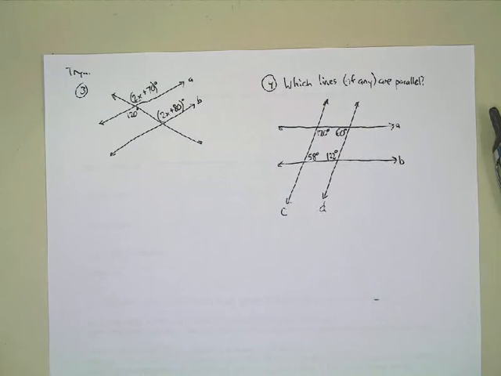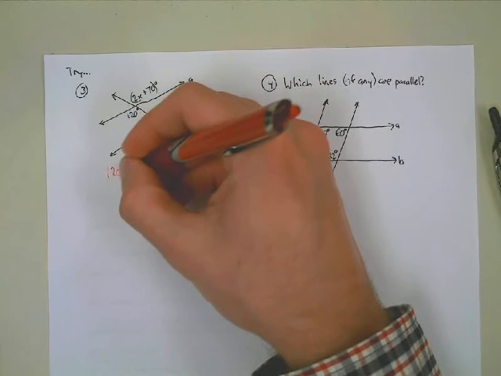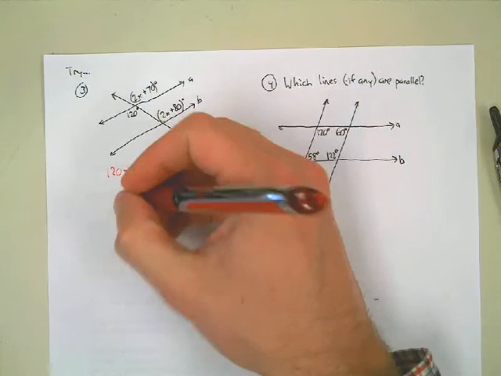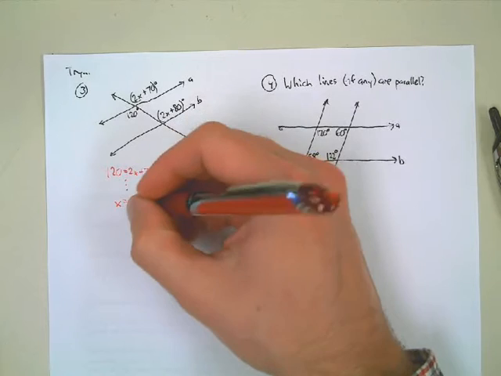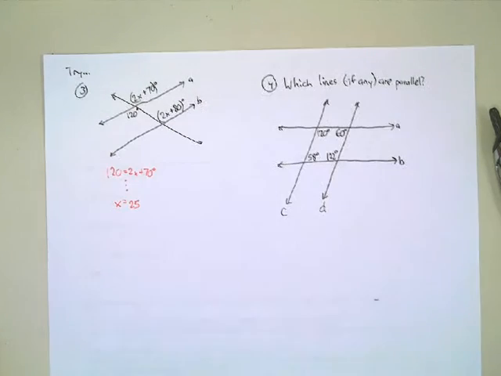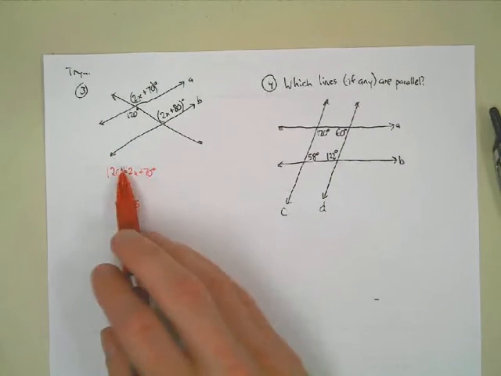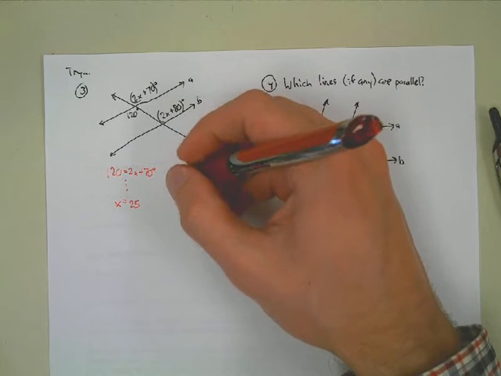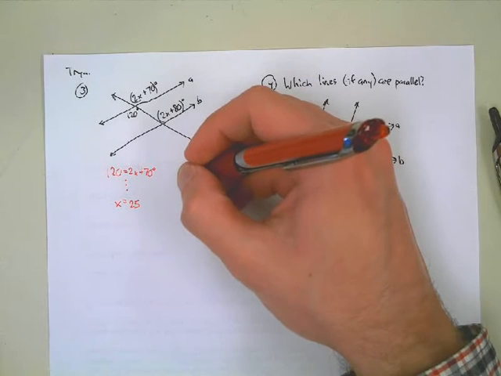120 equals 2x plus 70. Okay. X equals what? 25. Okay, right? Subtract 70 on both sides. Divide both sides by 2. X equals 25. And then what'd you do? I did 120 equals 2x plus 80. Okay. So 2 times 25 plus 80.